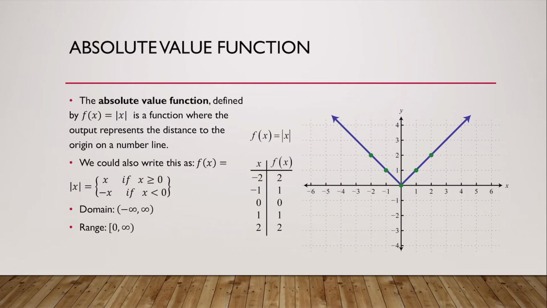The absolute value function, defined by f of x equals the absolute value of x, is a function where each output represents the distance to the origin on a number line. Remember that absolute value is positive. So the domain is all real numbers because we can take the absolute value of every real number, but because the output is always going to be positive, the range goes from 0 to positive infinity.